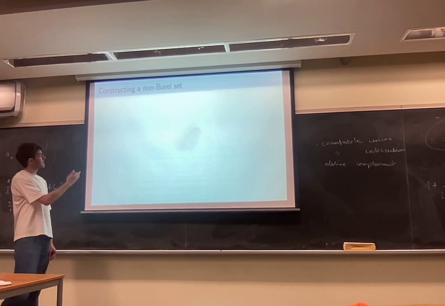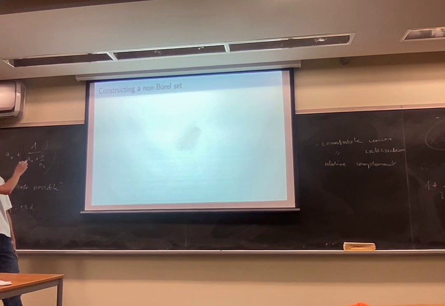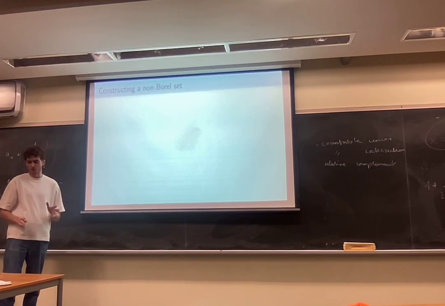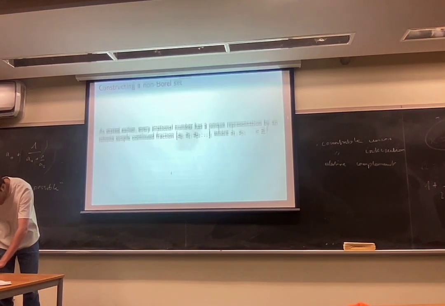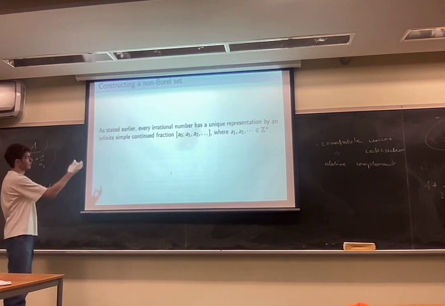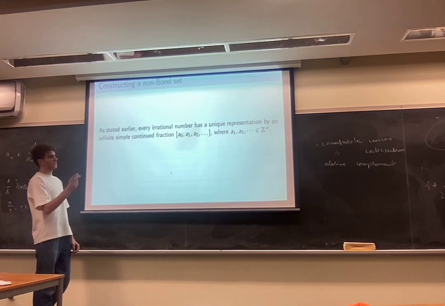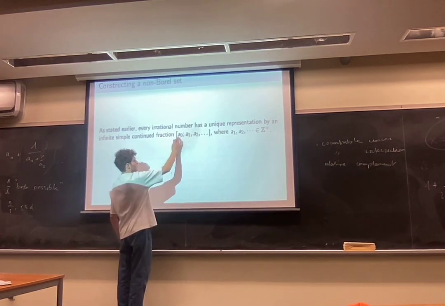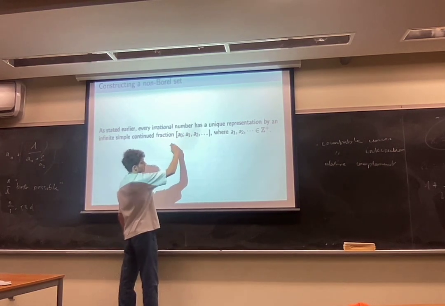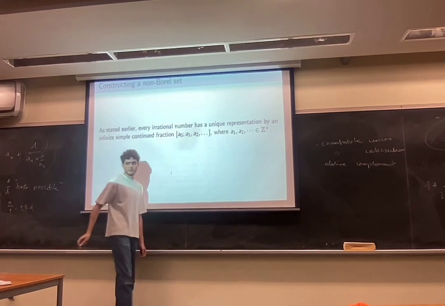And so the point is that using continued fractions, you can give an explicit construction of a set that is non-Borel. And so this is the construction. As stated earlier, every irrational number has a unique representation. You can write it as this simple continued fraction, where this first term can be positive or negative, and these are all positive integers here.